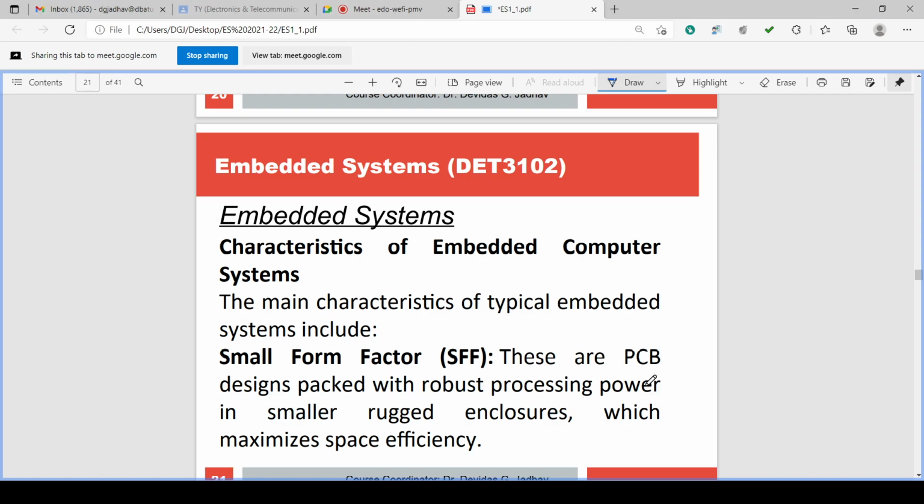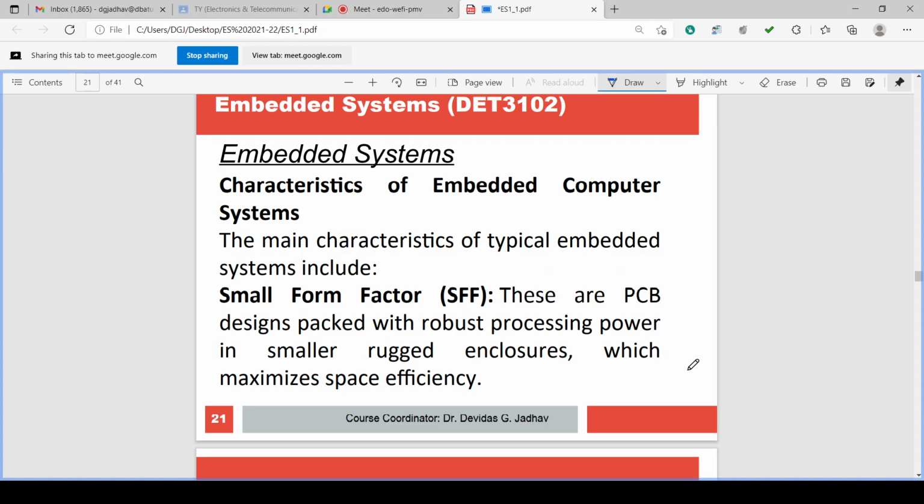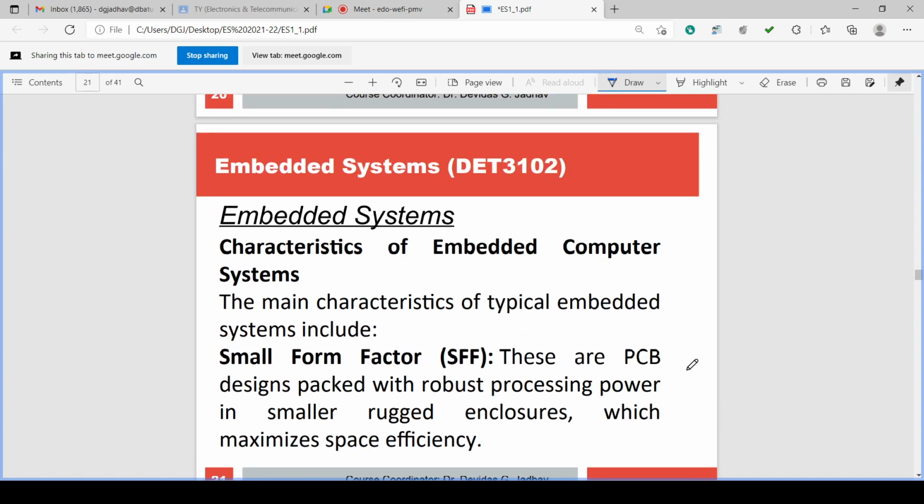So now we'll turn to characteristics of embedded system.